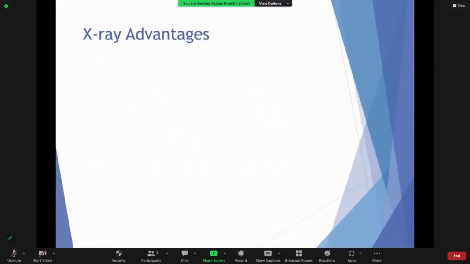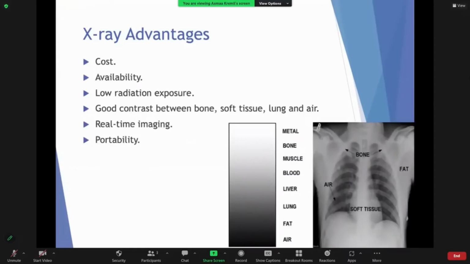Talking about the X-ray advantages, X-rays or radiographs have a lot of advantages. For example, cost. X-rays are less expensive than CT scans and MRIs. Also, it is widely available and faster to use. It uses a low radiation dose, or low exposure to radiation, because it uses low levels of ionizing radiation. So it's considered somewhat safe.